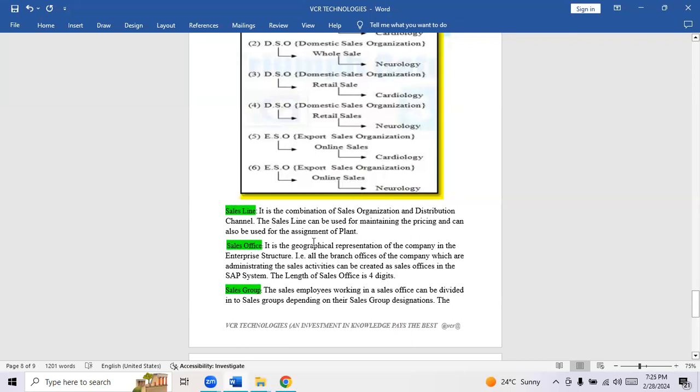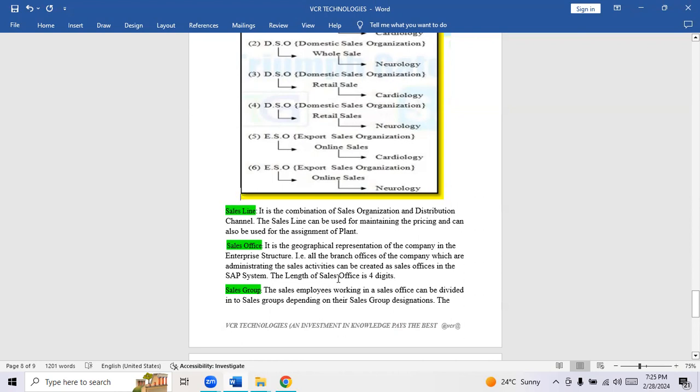Actually, the term sales office is the geographical representation of the company in the enterprise structure, but as of now, I have to discuss with you all the branch offices of the company which are administrative. Main head office has some branches. In a branch office, there are a number of sales people. And the branch offices which administrate the sales activities can be created as sales offices in the SAP system.